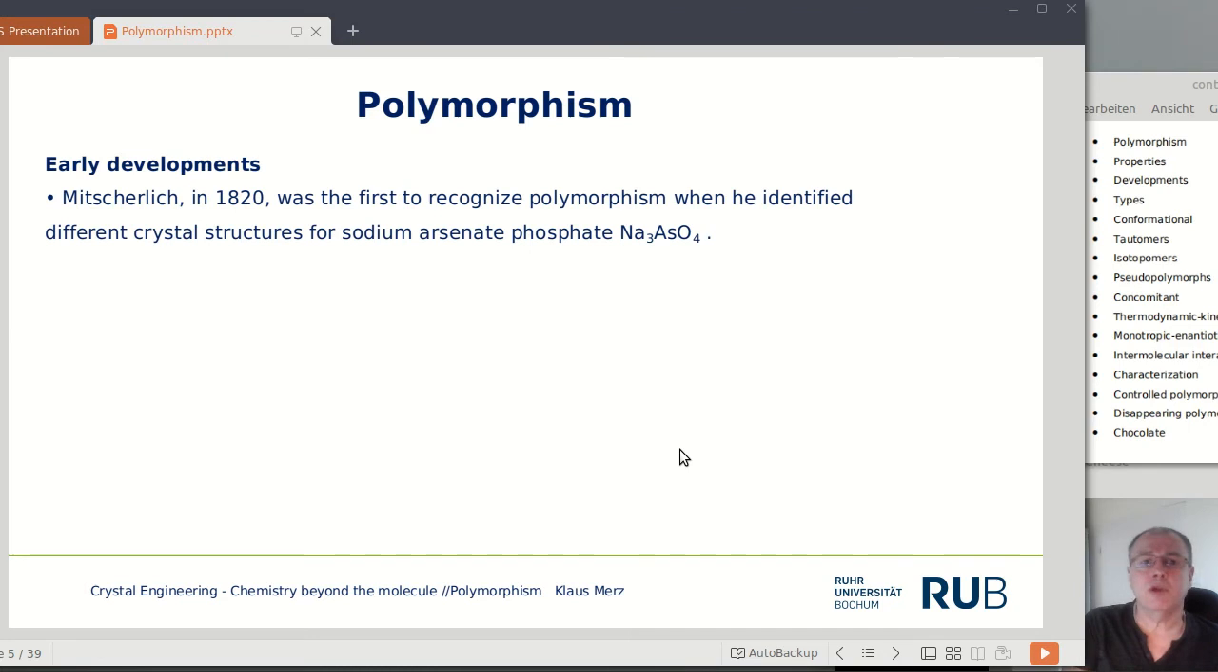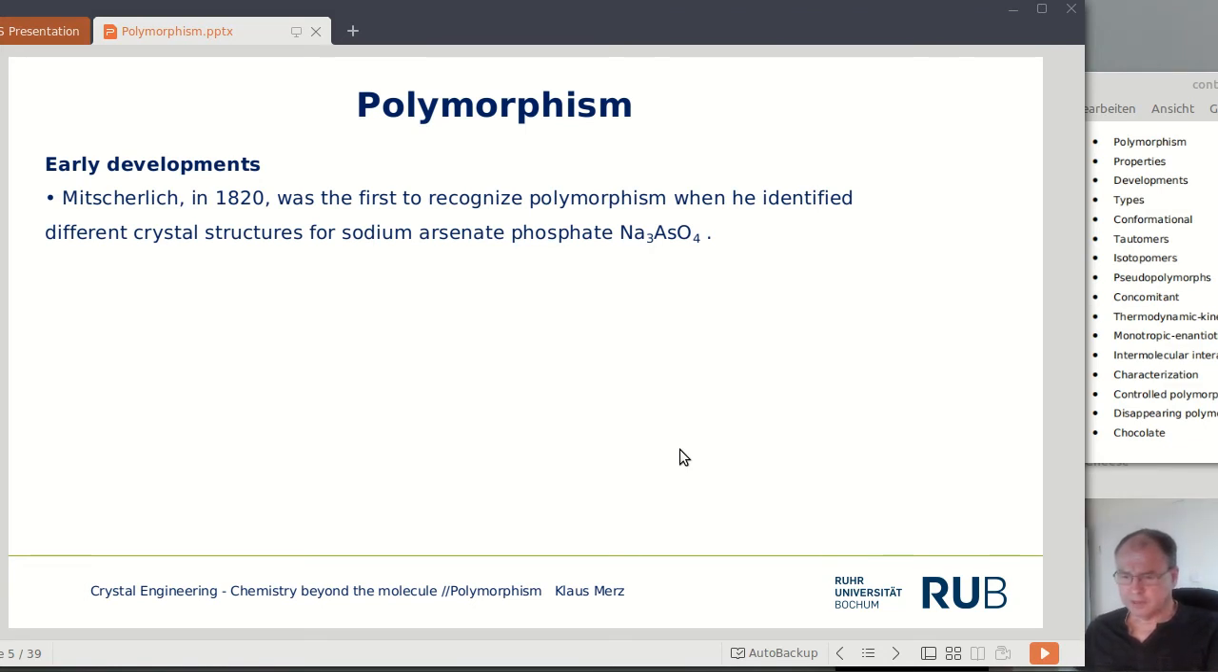Polymorphism is not a topic from this year or the last years. Polymorphism has been known for a long time. And I would say one of the earliest developments of polymorphism goes back to the 19th century. Mitscherlich was the first, as far as I know, and several other people know, who published this phenomenon of polymorphism.